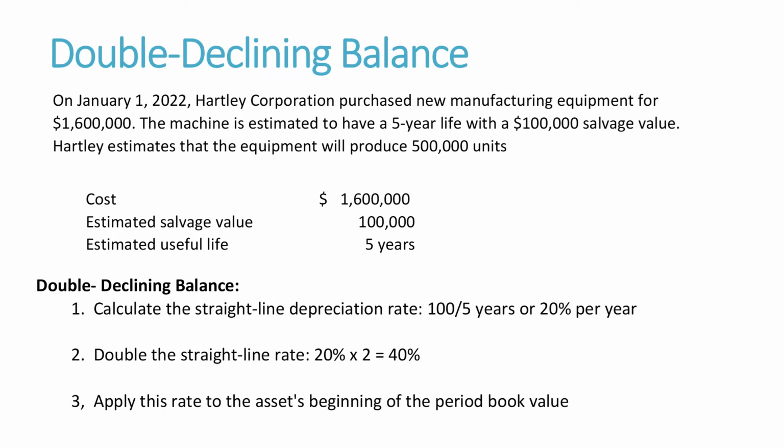For the double declining balance method, the first step is to calculate the straight line rate. If we are depreciating the asset over 5 years, we are depreciating 1/5 of the cost each year, or 20% per year. We double that rate, 20% times 2, to get 40% for double declining balance. And then we apply that rate to the asset's beginning of the period book value. Recall that book value is cost minus accumulated depreciation.